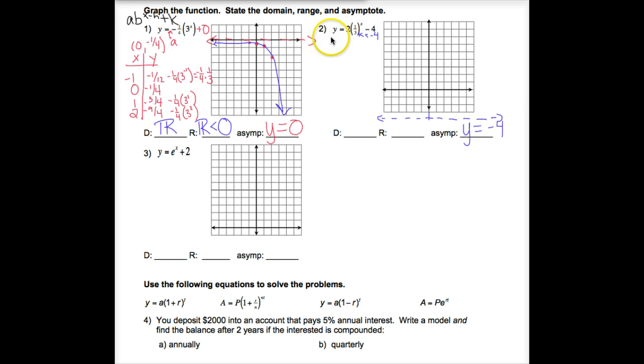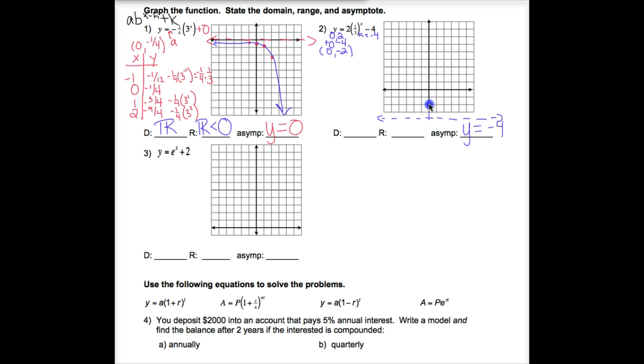Now I need to figure out where my starting point is. So my a value is 2, so it would start at 0, 2. My h value is 0, so I don't change that. My k value is negative 4, so I am going to change my y. So 0 plus 0 is 0, 2 minus 4 is negative 2. So the starting point on my graph is going to be 0, negative 2.